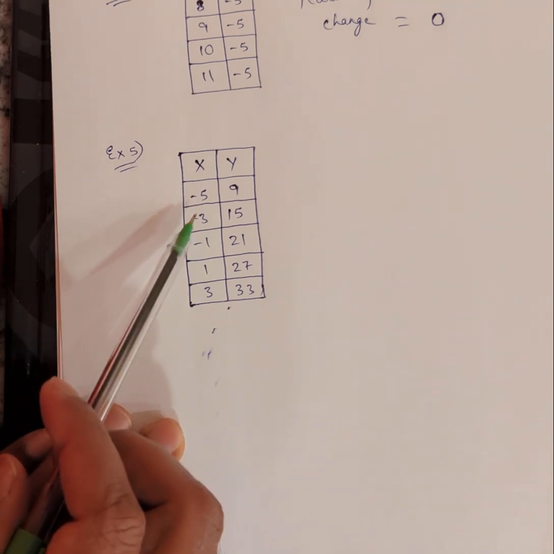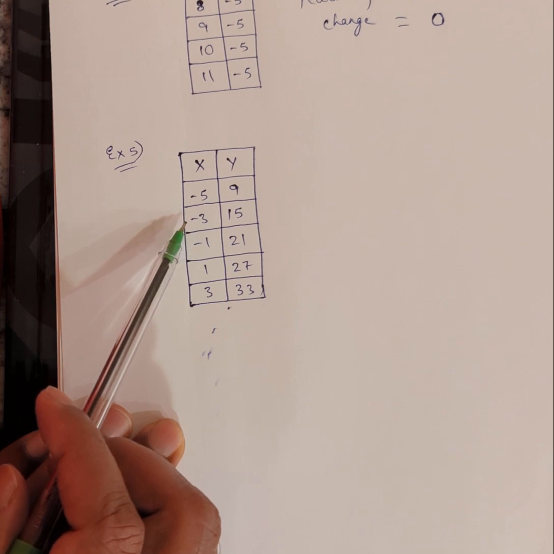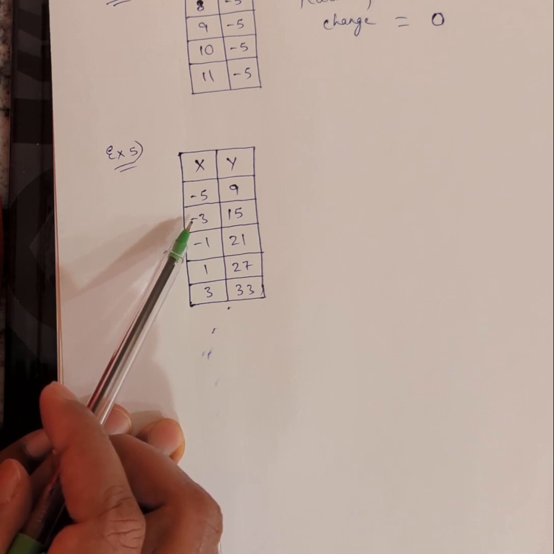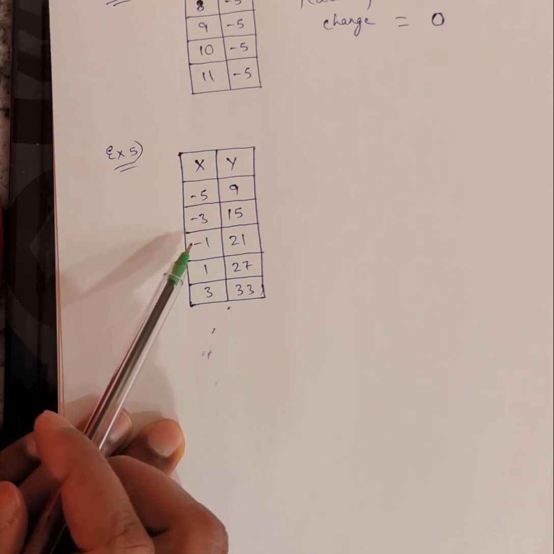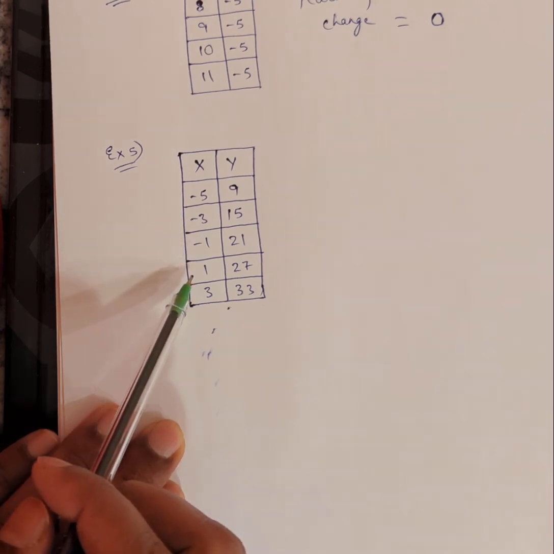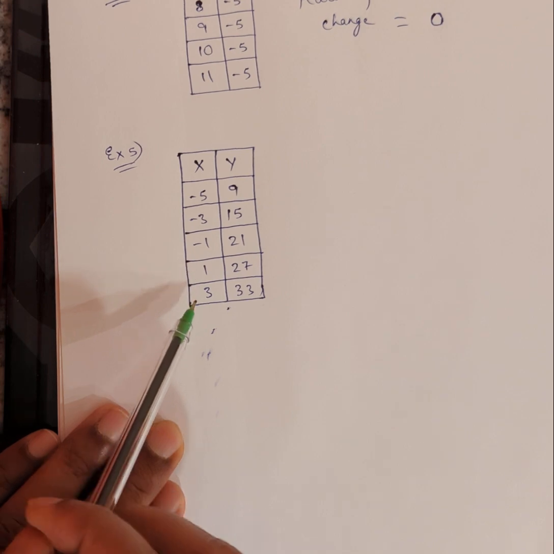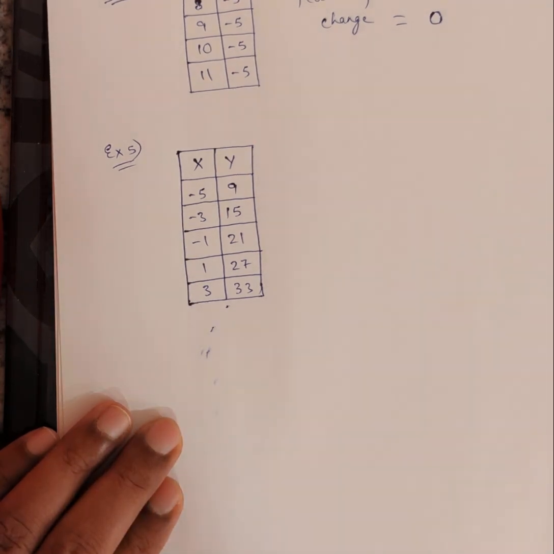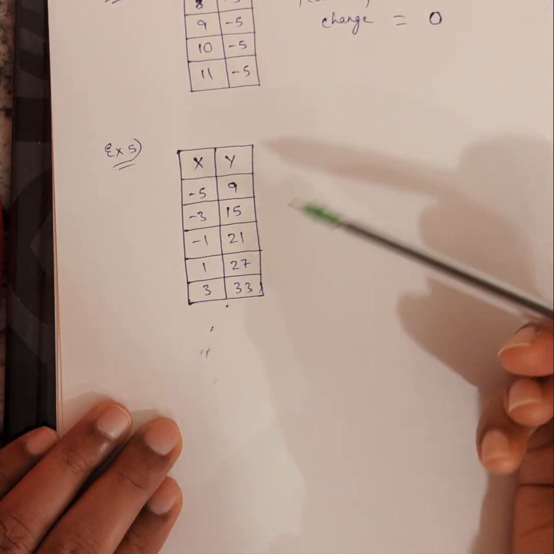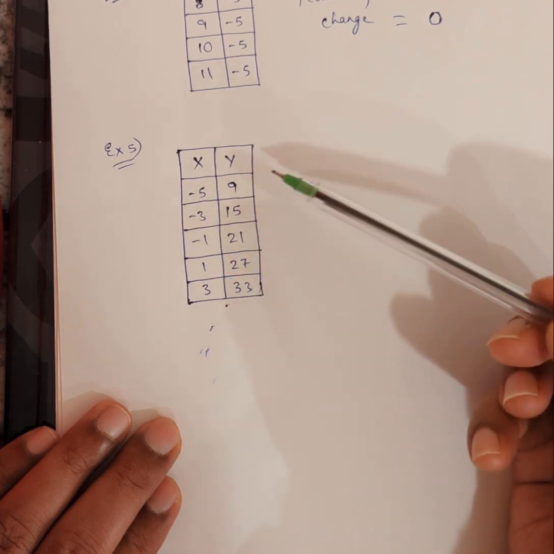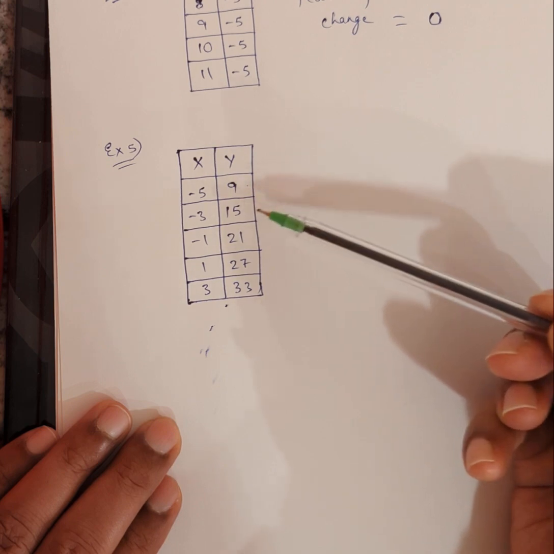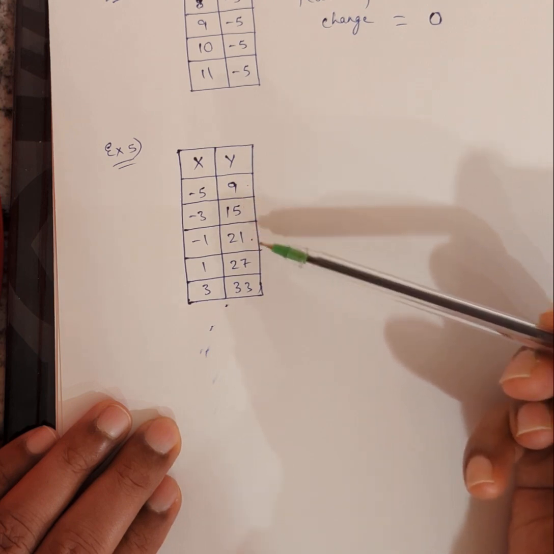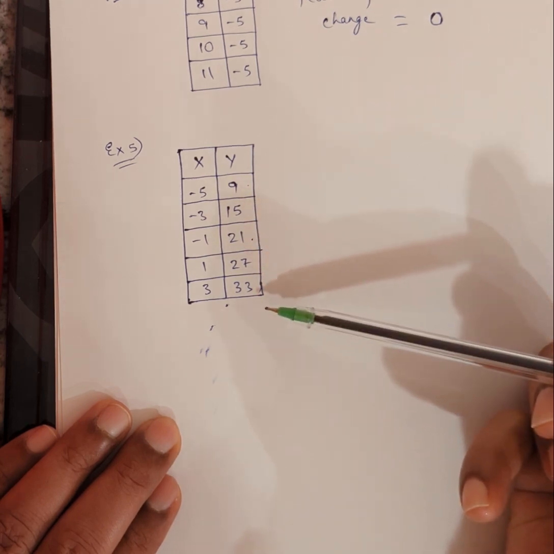From negative 5 to negative 3, that's an increase of 2. And you can notice, negative 3 to negative 1 is an increase of 2. From negative 1 to 1, that's an increase of 2. And from 1 to 3, that's again adding a 2. So x is going up by 2, and what's happening to y? It goes up from 9 to 15, 15 to 21, 21 to 27, 27 to 33.